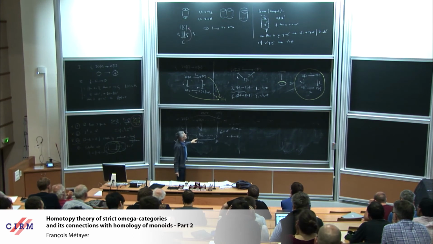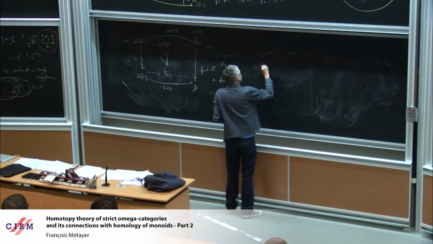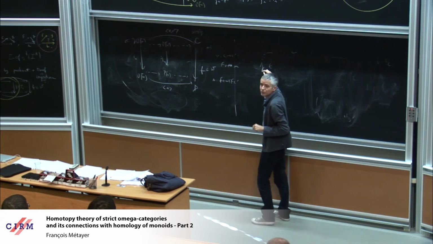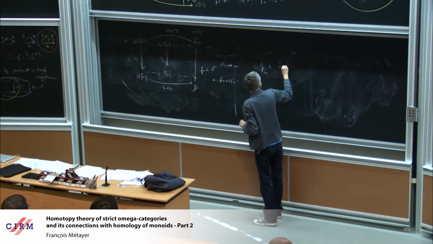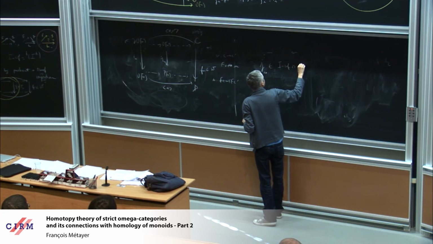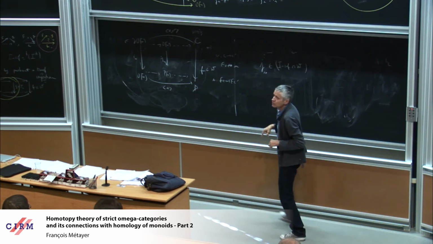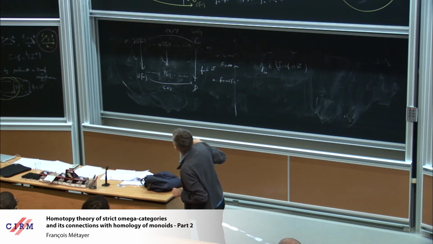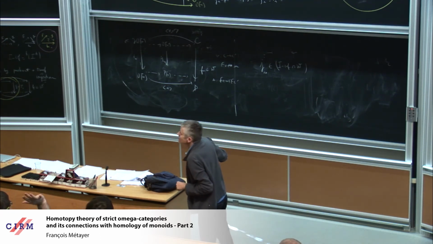Okay, maybe I didn't say something important. Yeah, something very important is that Jn is a trivial cofibration, is an ICOF, W Jn. So that's quite easy to check from the conditions.